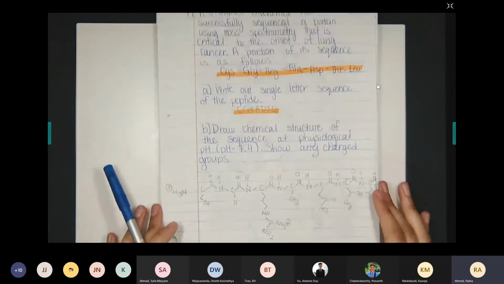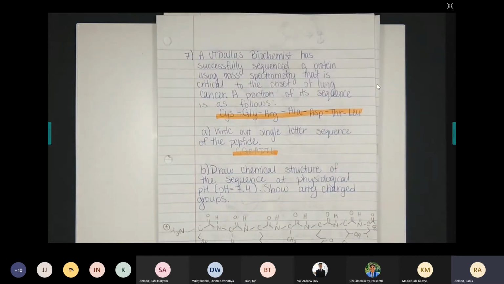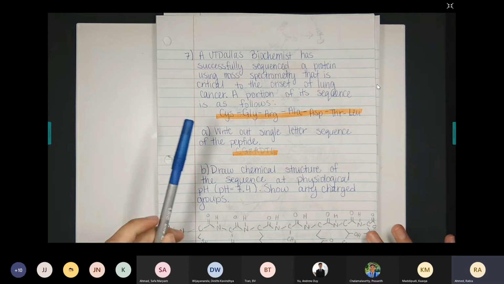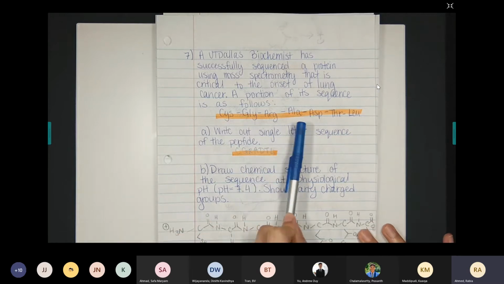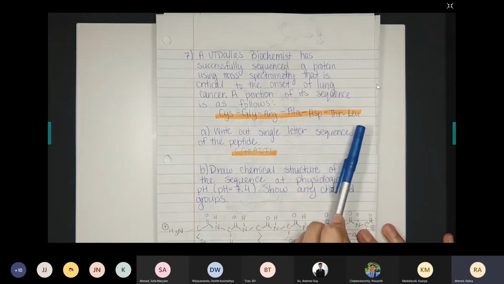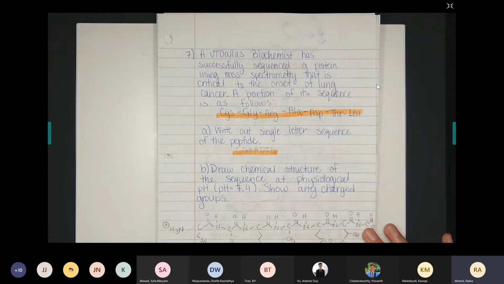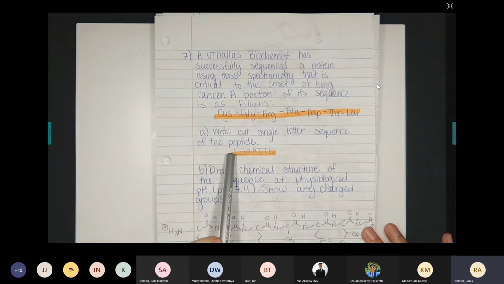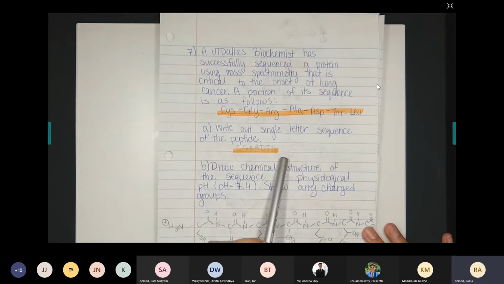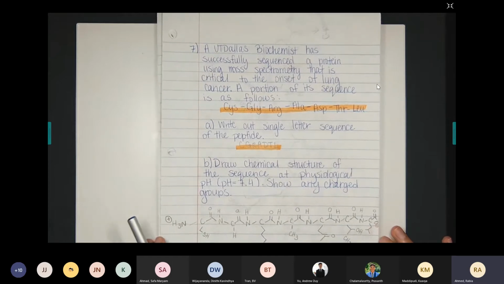Okay, question 7. A UT Dallas biochemist has successfully sequenced a protein using mass spectrometry that is critical to the onset of lung cancer. A portion of its sequence is as follows: cysteine, glycine, arginine, alanine, aspartic acid, threonine, and leucine. You guys have to make sure that you memorize the 20 amino acids, the three-letter names and the one-letter codes, as well as their structures.